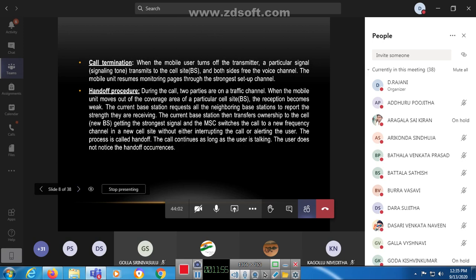Next, call termination. Call termination happens simply when the mobile user turns off the transmitter, and only then will the call be terminated. How do you consider that? We are using the forward voice channel, so from the base station to the mobile station we can transmit the call. When the transmitter is switched off, the call will be terminated. So that is the call termination.